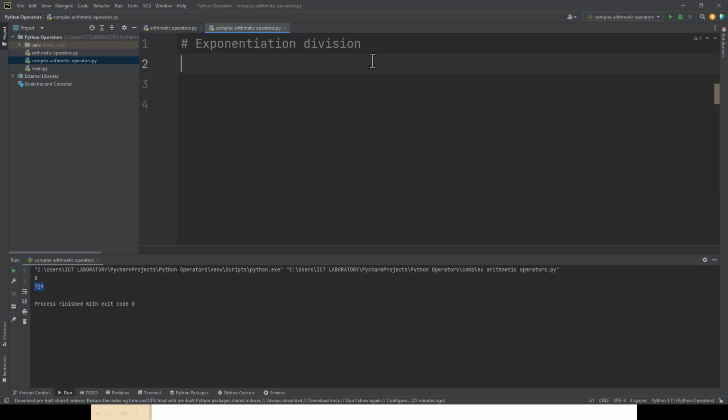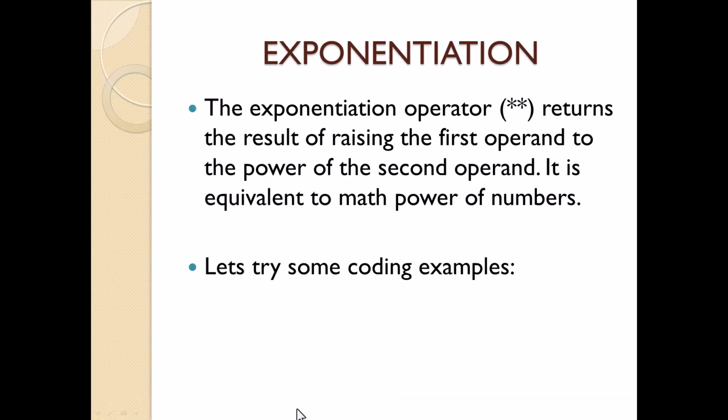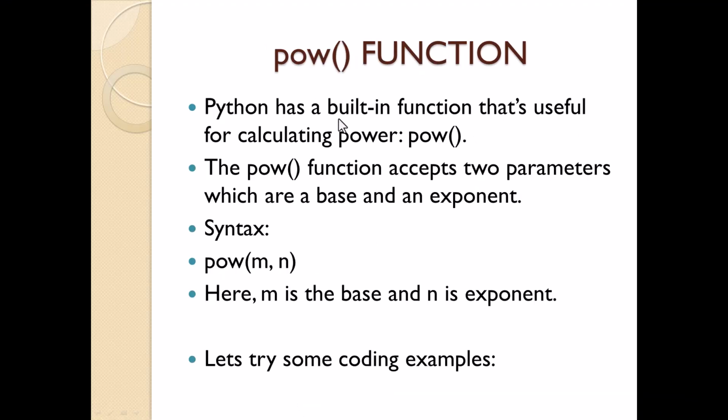Right, now let's move on to the other one, and there's one that we call the power function. Okay, power function. Let's see what it is. Python has a built-in function that is useful for calculating power. Now the power function accepts two parameters. In other words, let's just say the parameters are like variables. They accept two parameters which are a base and an exponent. So one of the parameters will be a base and one will be an exponent.